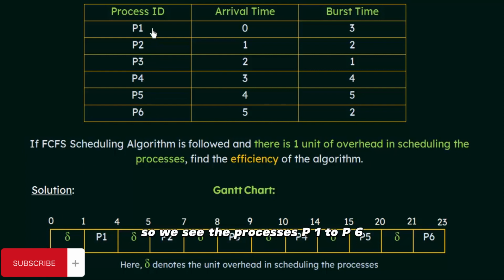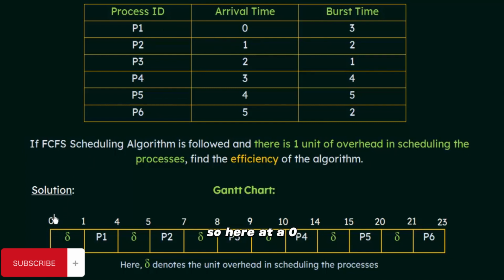So we see the processes P1 to P6. They arrived at these units of time. So P1 arrived at 0 units of time, P2 at 1, P3 at 2, P4 at 3, P5 at 4, and P6 at 5. So the arrival times are 0, 1, 2, 3, 4, 5, and these are the burst times. So which is the first process that arrived? It is P1. It arrived at 0 units of time. So here we are following FCFS scheduling algorithm, which is first come, first served. So P1 should be the one that is served first, or given the CPU first.